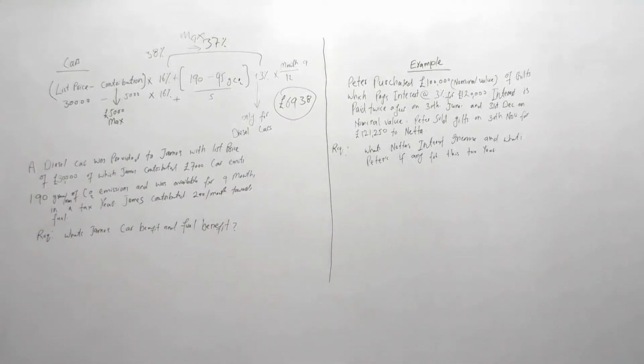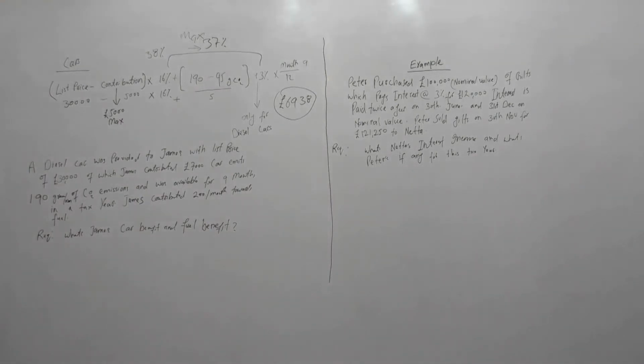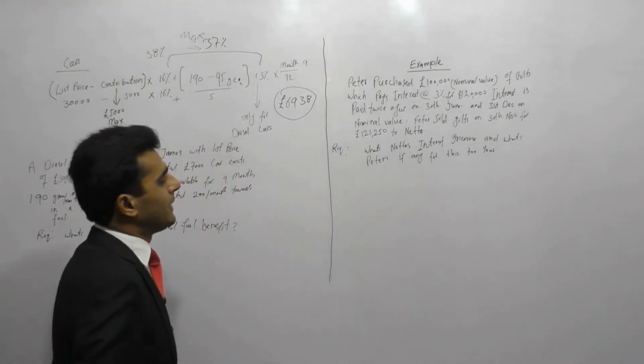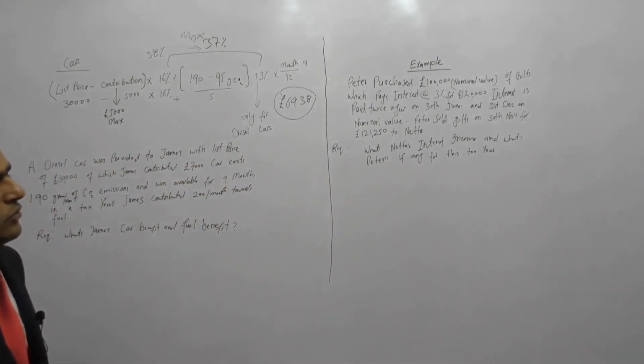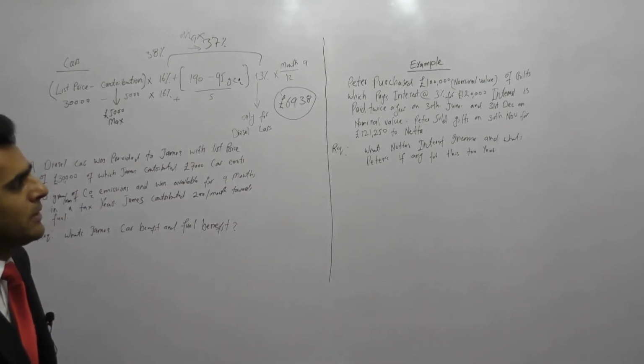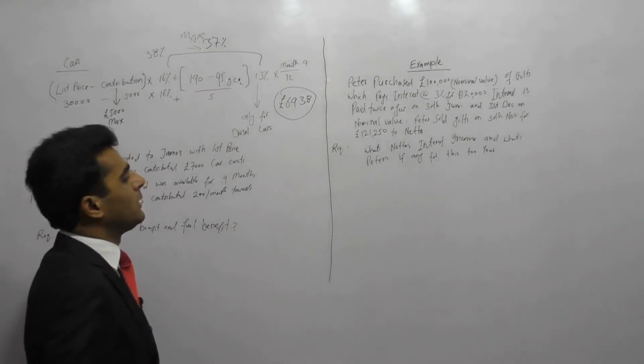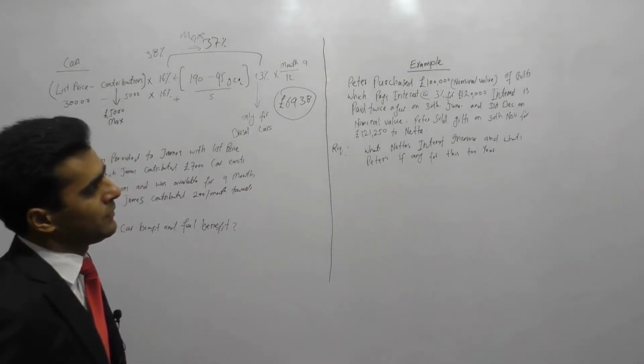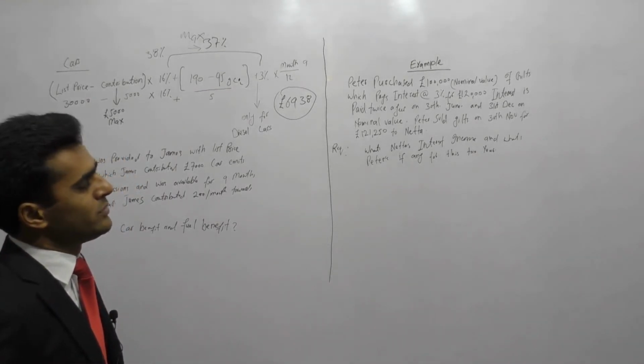Now just pause the video and read this question and try to do this, try to give me the answer. I'll just read it out to you so that you can have a go at it. Peter purchased £100,000 worth of gilts, which is the nominal value, and which pays interest at the rate of 3%. Interest is paid twice a year, on 30th of June and 31st of December, on nominal value. Now, Peter sold the gilt on 30th of November for 121,252 net.